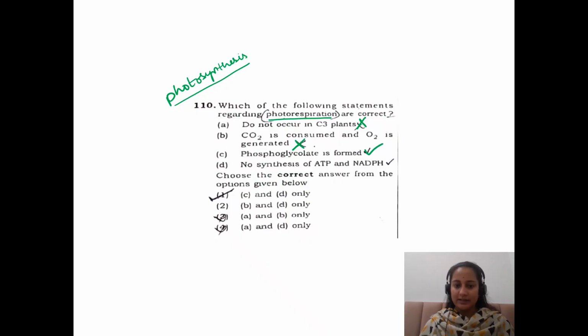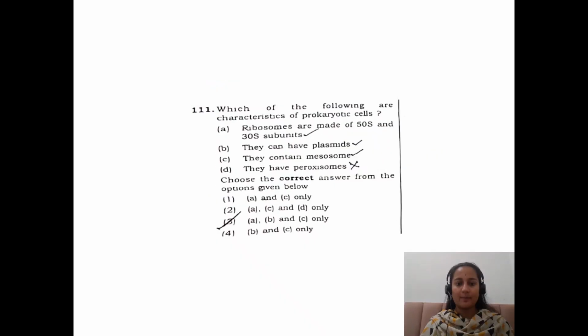Phosphoglycolate is formed. Correct. No synthesis of ATP and NADPH, because this is considered as a waste process. So obviously no energy sources will be given. So the correct statements for photorespiration are C and D.